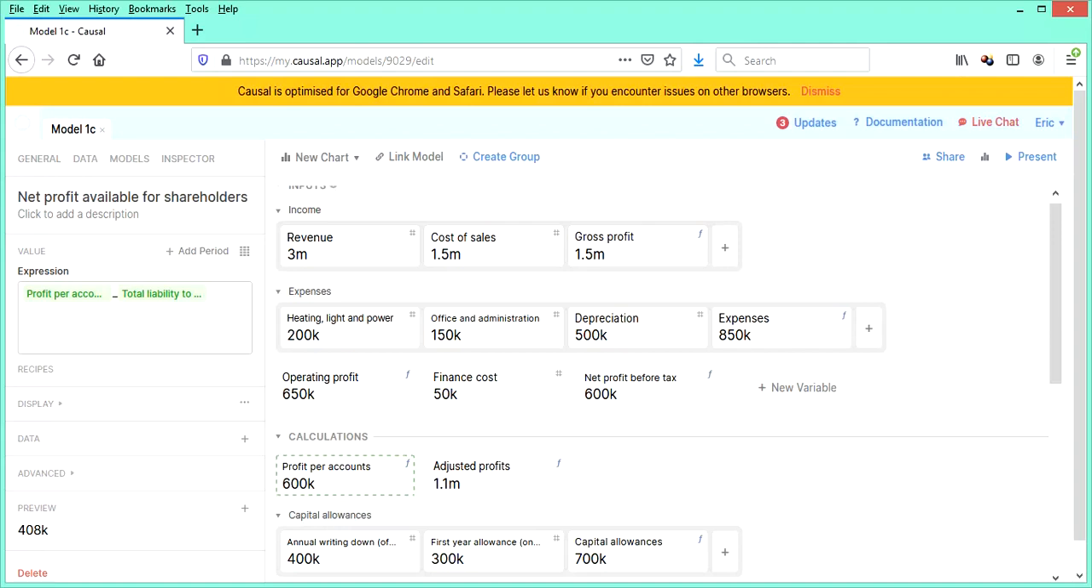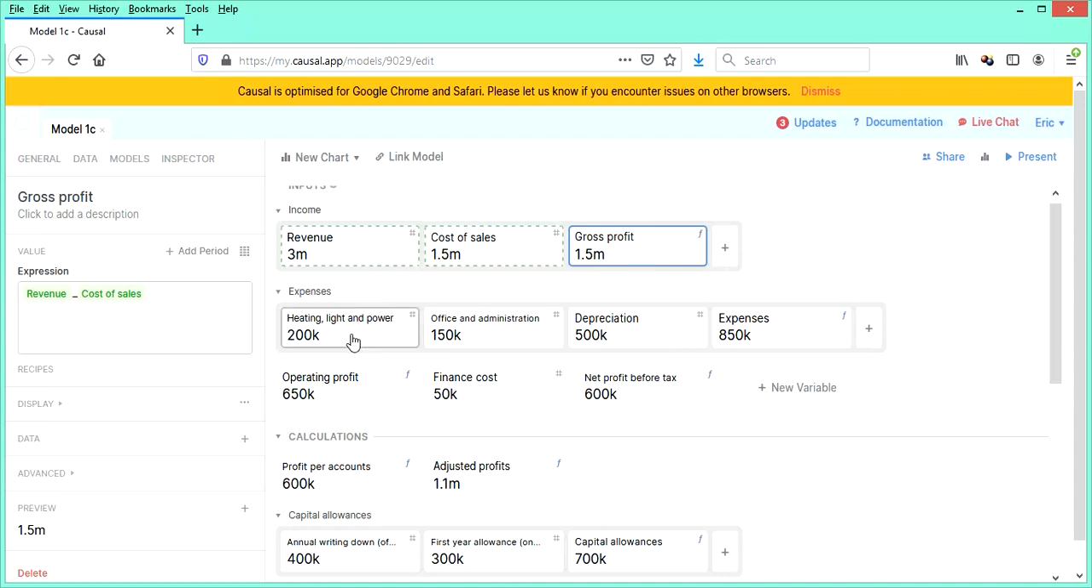Welcome. In this video, we're going to use Causal to calculate the corporation tax that a company has to pay. So we start off. For its financial year, the company has made £3 million in revenue. The cost of sales is 1.5 million. So the gross profit will be revenue minus the cost of sales, which is 1.5 million.